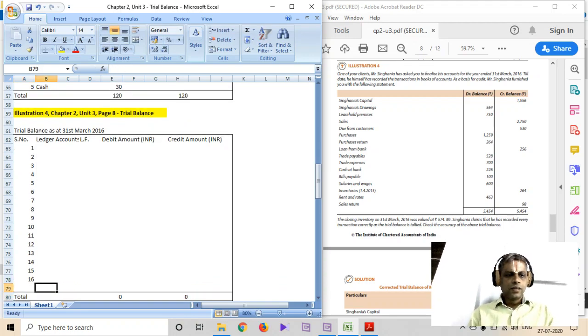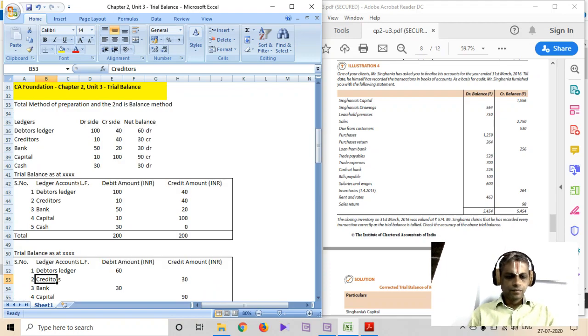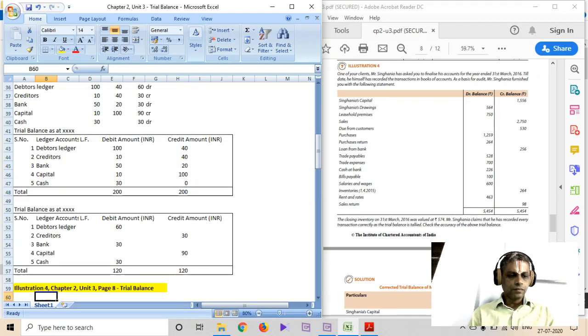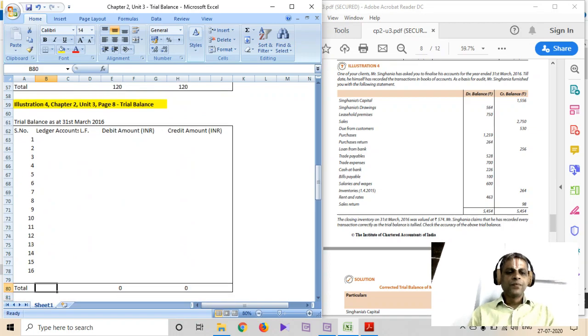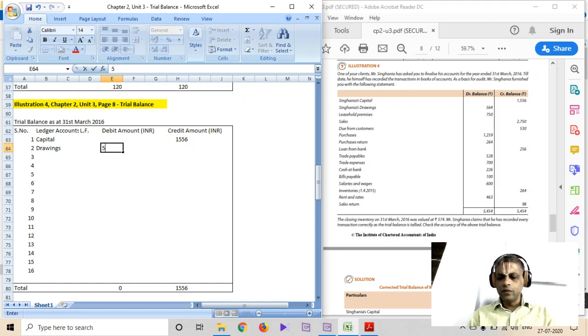Right. So now let's prepare the trial balance. What is the ledger account? Capital. First, we have to see whether the balance has been entered correctly or not. Capital is entered 1556, credit balance. Perfect. Drawings. Drawings should ideally be debited from the capital account, so 564.